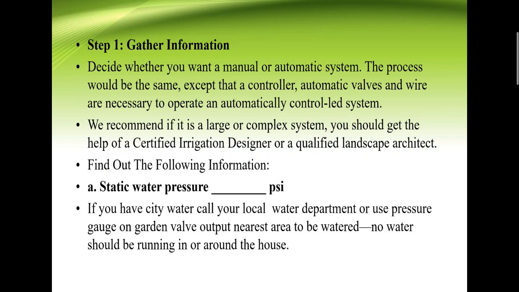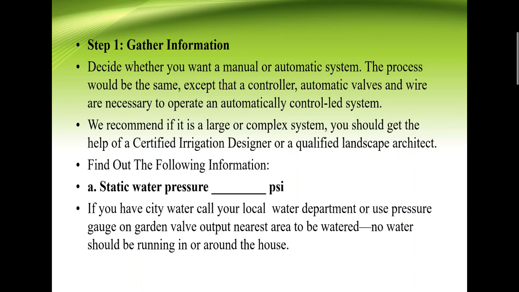Step 1. Gather information. Decide whether you want a manual or automatic system. The process would be the same except that a controller, automatic valves, and wire are necessary to operate an automatically controlled system. We recommend that if it is a large or complex system, you get the help of a certified irrigation designer or a qualified landscape architect.